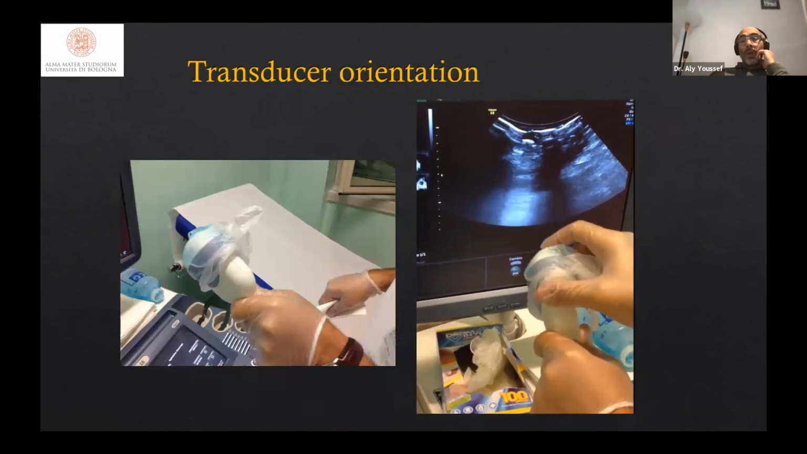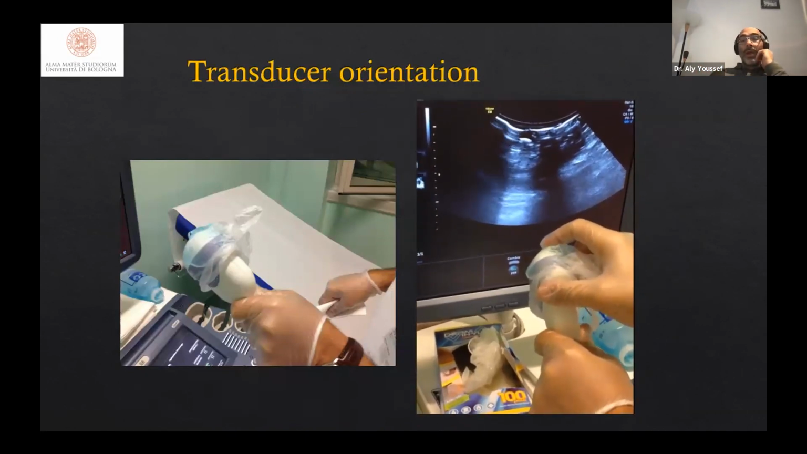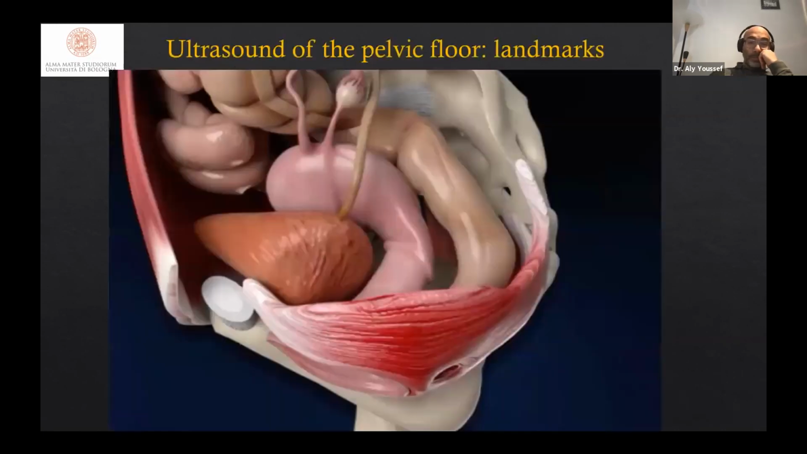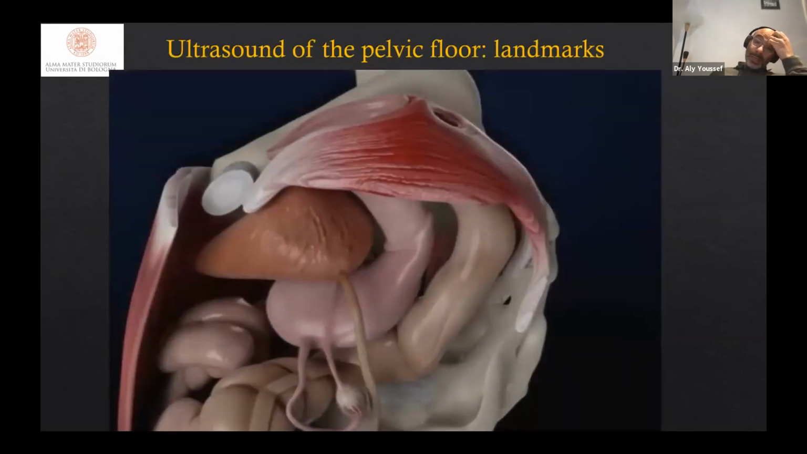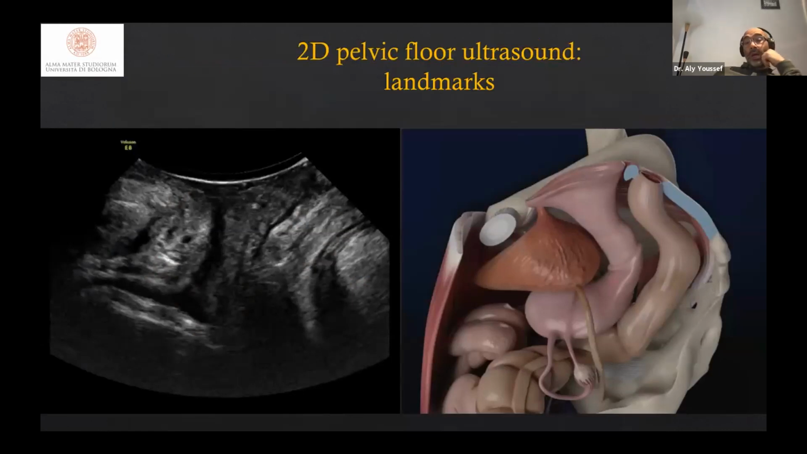Ultrasound of the pelvic floor, the transperineal ultrasound to visualize the levator ani muscle, is done in the mid-sagittal view. And in order to imagine what structures you will see in the ultrasound, you just have to imagine the pelvic floor inverted. So from left to right, you will see the symphysis pubis, the bladder with the urethra, the vagina, the rectum, and then you have the puborectalis muscle passing behind the anorectum, creating this anorectal angle.